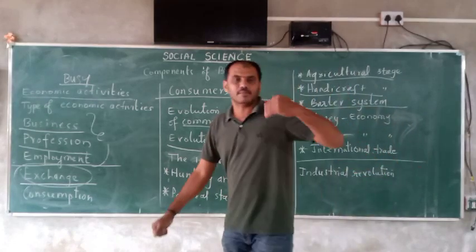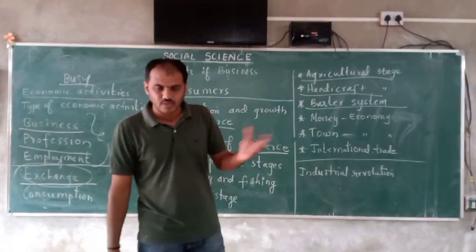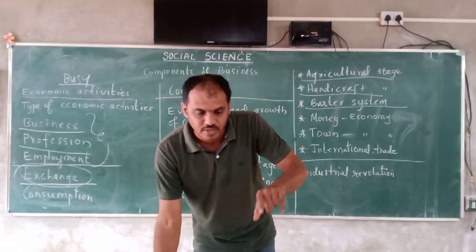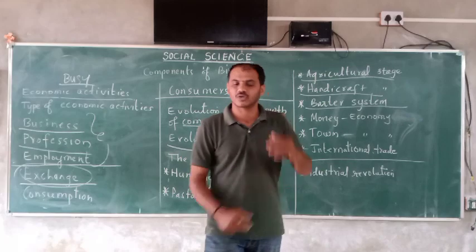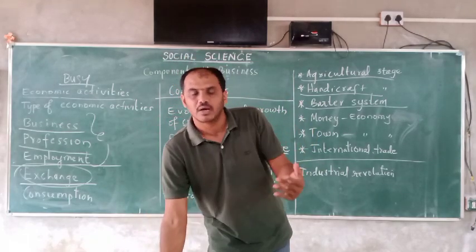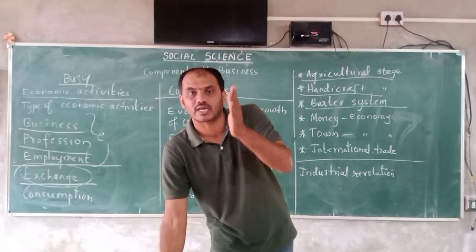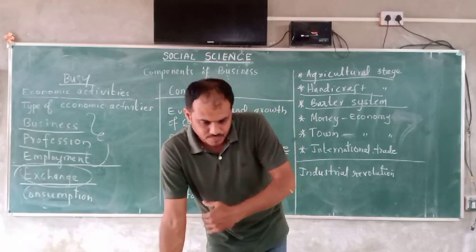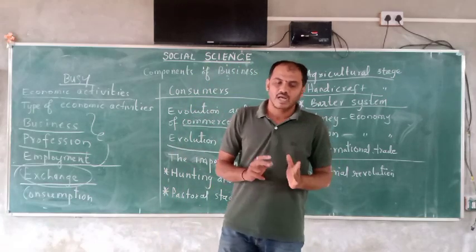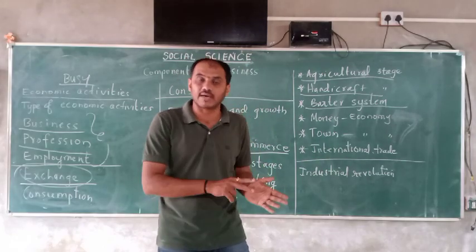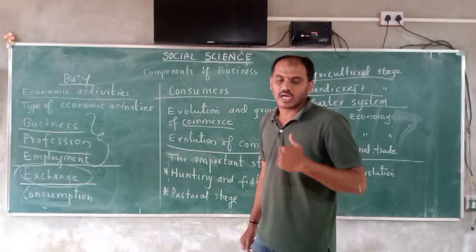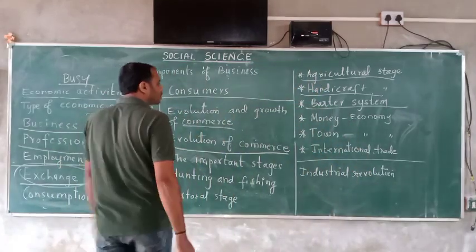In the barter system, certain problems were there. First, lack of double coincidence of wants. If two parties exchange goods to each other, we call it the coincidence of wants. But such double coincidence was rarely found. For example, A is having paddy and he wants wheat, but B is having wheat and he wants jowar, and he is not prepared to take paddy.